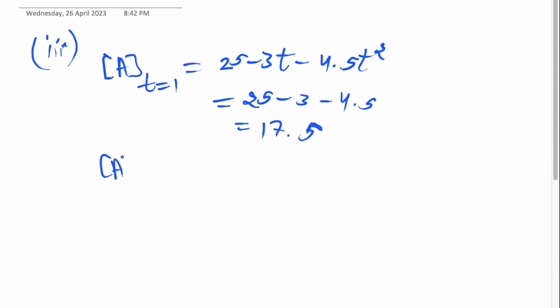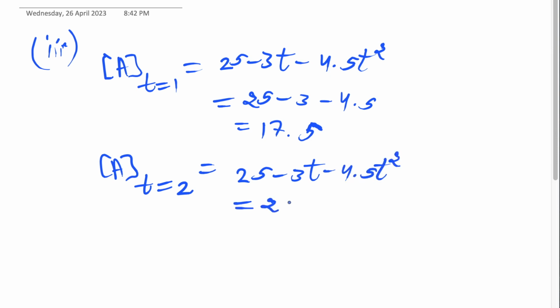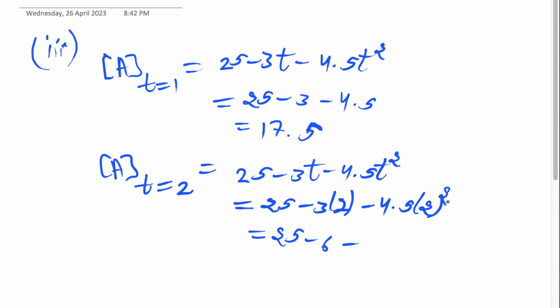And the concentration of A at t equal to 2 seconds is 25 minus 3t minus 4.5 t square. So 25 minus 3 times 2, which is 6, minus 4.5 times 2 square, which is 4. So 4.5 times 4 is 18. So minus 18 minus 6 is minus 24. So 25 minus 24 is 1.